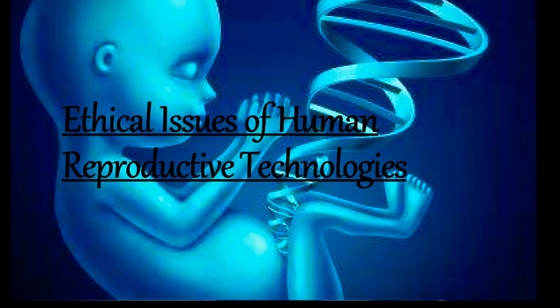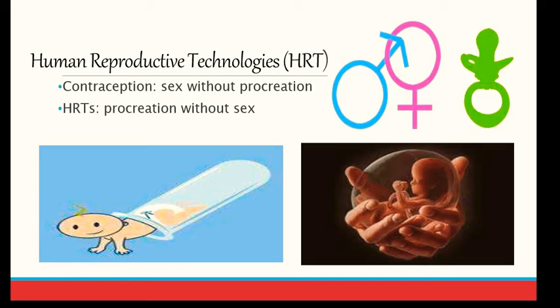The most important thing is the ethical issues of human reproductive technologies. First of all, I would like to tell you about human reproductive technologies, HRT. The first basic element is contraception. Contraception means sex without procreation, while HRTs are procreation without sex.